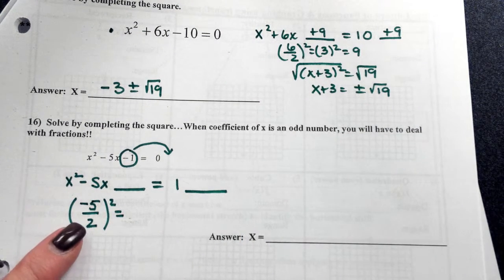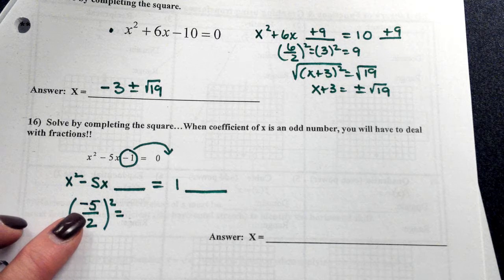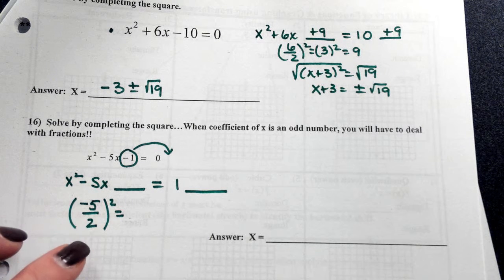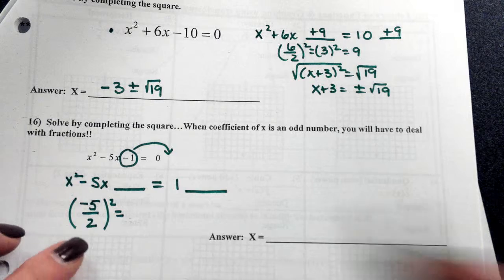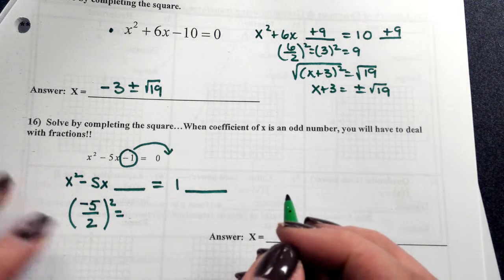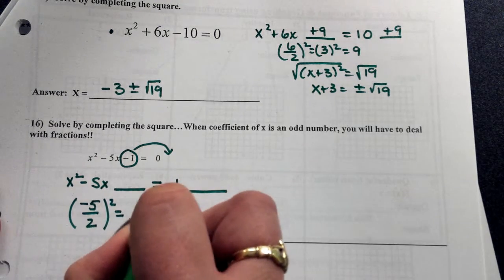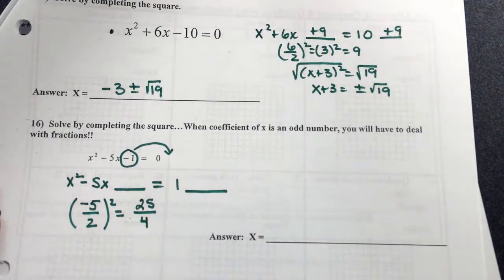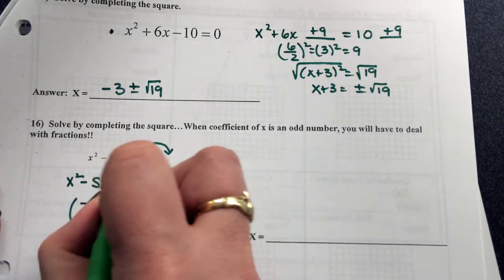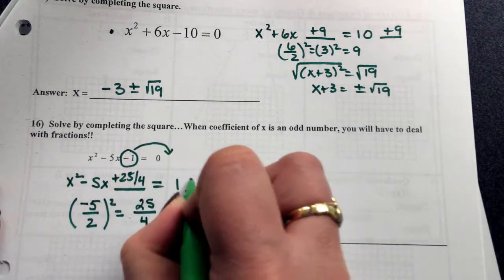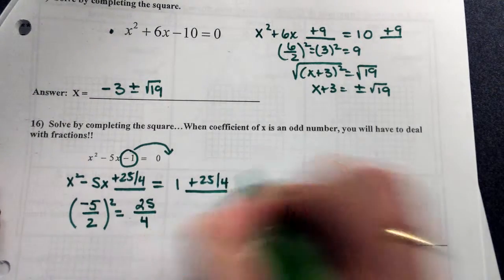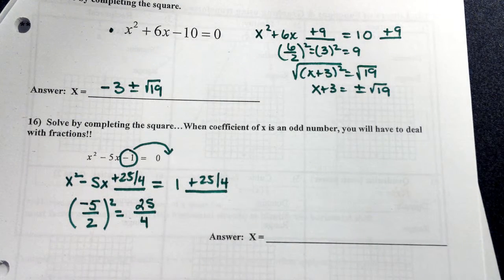Well, how do I square a fraction? I'm going to square the numerator, and I'm going to square the denominator. So what is negative 5 over 2 squared? That's going to give me 25 over 4. So that's the number I'm going to add to both sides of the equation. So any questions on where I got the 25 over 4 from?